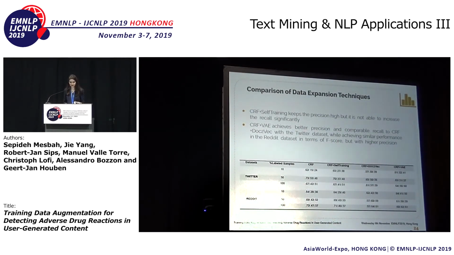And finally, we compared different data expansion techniques. Self-training showed that it's not able to increase the recall because it's limited by the outcome of the classifier. The variational autoencoder and the embedding-based method show similar performance. However, the variational autoencoder can get a higher precision, which is very important because by expanding the training data, we can usually increase the recall by losing some precision. But in our case, we can still keep the precision high.